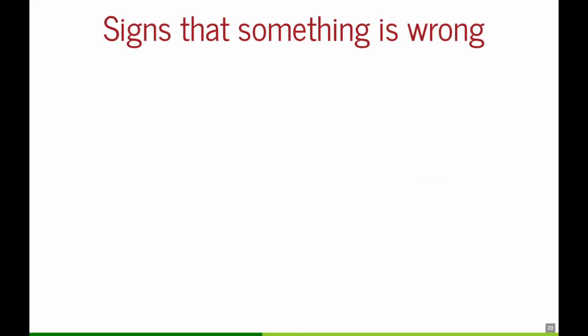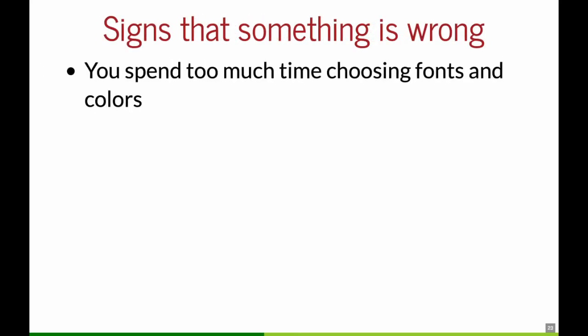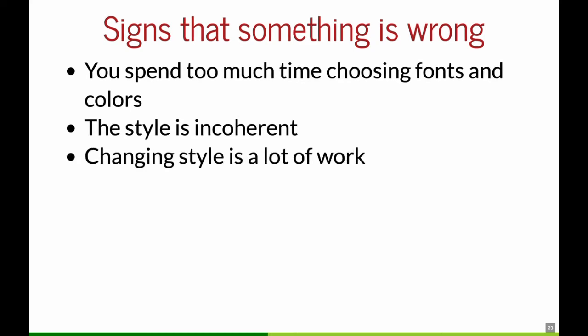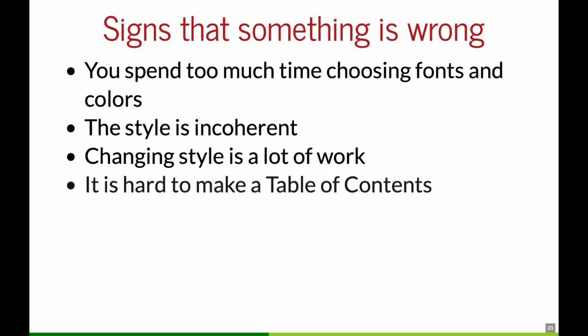So for example, if you spend too much time choosing font and color, or your document style is incoherent, sometimes you have bold, sometimes you have underline, sometimes you have italic, or if changing the style is a lot of work, or you spend a lot of time trying to make a table of contents, in summary, if you use the mouse a lot, then you are doing something wrong.